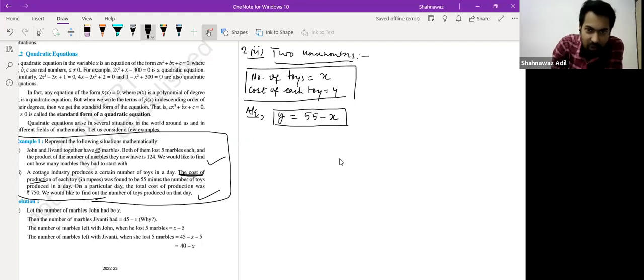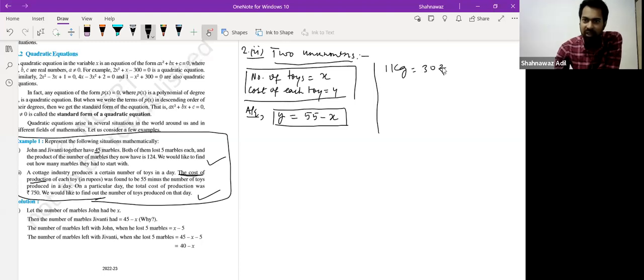Now tell me what would be the total cost? The total cost of production is 750. Take an example: 1 kg of apples costs 30 rupees, and you have bought 20 kg. So the total cost would be what? 1 kg is 30, so 20 kg is 600, right?